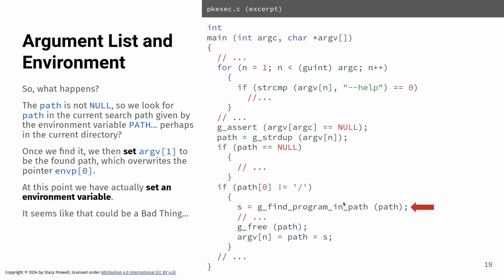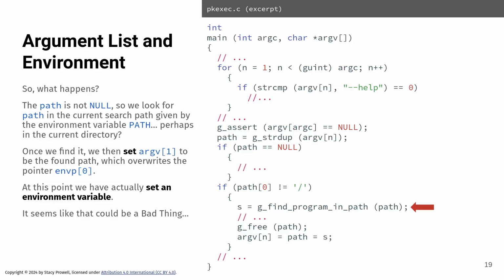If it didn't, I'd search for it in the path and then modify the argument list so that it had the correct full path to it. That's not what happened, though. I didn't pass any arguments. So instead of doing anything here, I just set n equal 1. And then down here, I set argv1 equal to whatever path I found based on looking up the environment variable contents. And then I set the environment variable to whatever I found. So I have just set an environment variable.